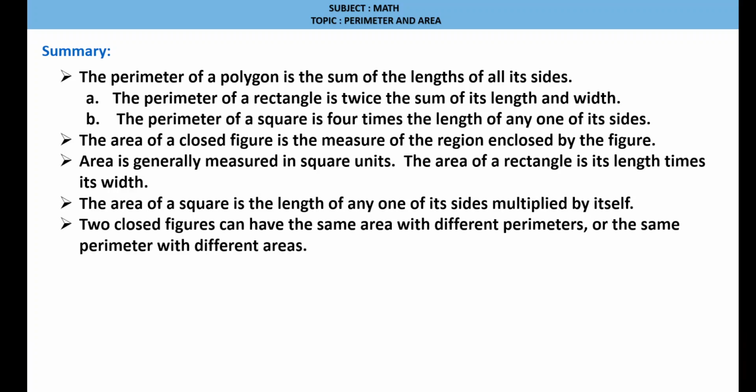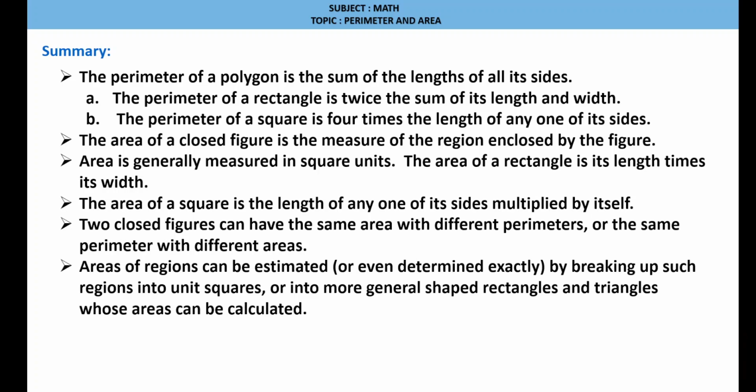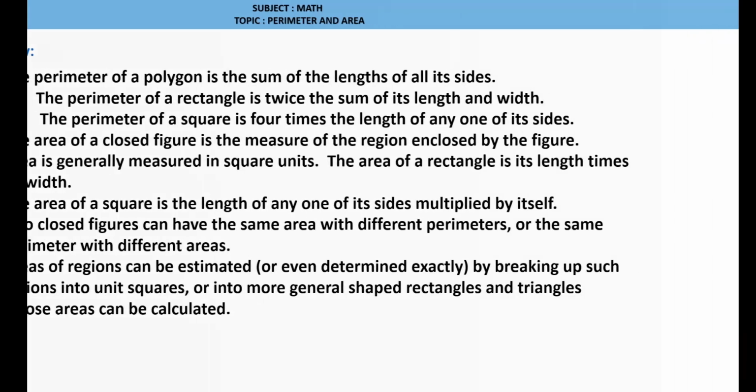Two closed figures can have the same area with different perimeters, or the same perimeter with different areas. Areas of regions can be estimated or evenly determined by breaking up such regions into unit squares or into more general shaped rectangles and triangles whose area can be calculated.